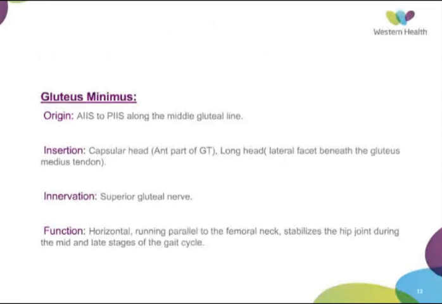The gluteus minimus origin is the anterior inferior iliac spine to the posterior inferior iliac spine, along the medial gluteal line at the back of the ilium. It's got 2 insertions that have been mentioned. One of them is the capsular head, an anterior part of the GT, and the long head that sits on the lateral facet below the gluteus medius tendon. The nerve is the same. The fibers are parallel to the femoral neck, and its job is also to stabilize the hip joint during the mid and late stages of the gait cycle.